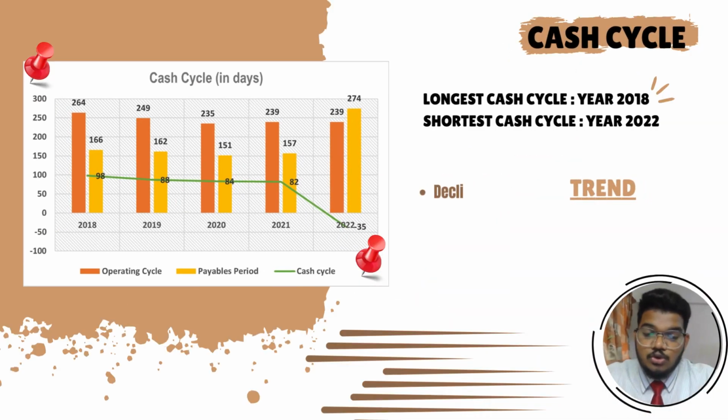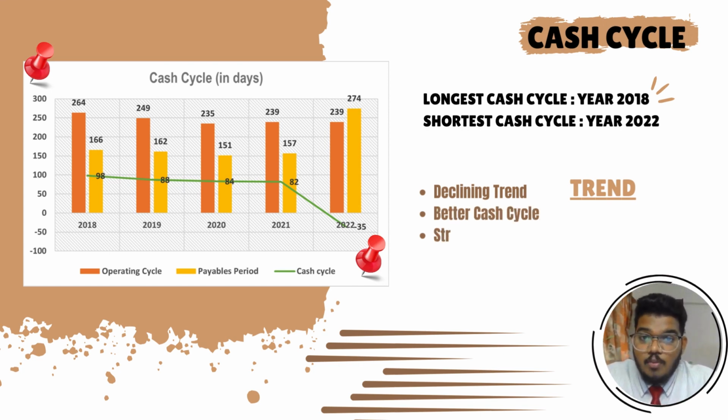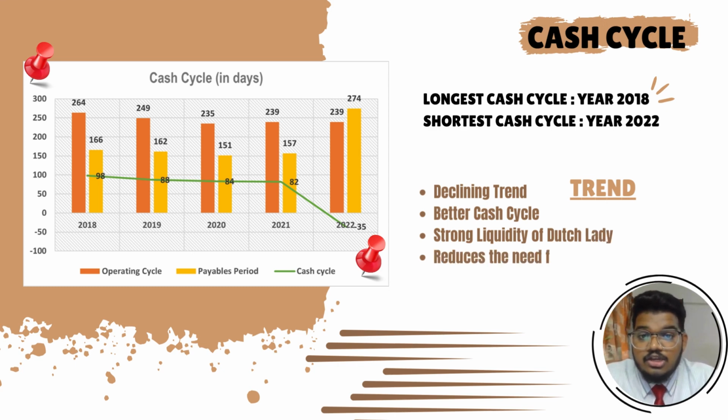Now let's move on to the second part, cash cycle. The combination of bar charts for the operating cycle and payable periods with line charts for the cash cycle is shown in the figure above. During the last 5 years, Dutch Lady has regularly had a better cash cycle, exhibiting a considerable decreasing trend. It is clear from the decreased trend observed over those years that Dutch Lady has strengthened its liquidity in order to meet its short-term obligations and invest in growth opportunities.